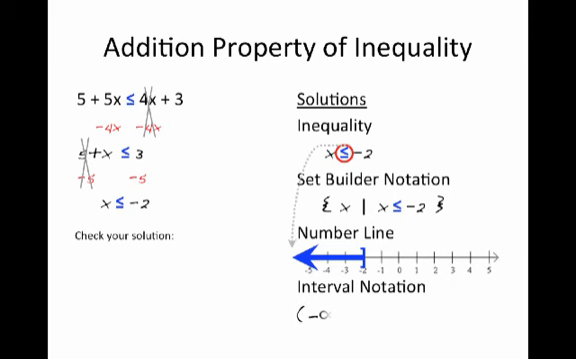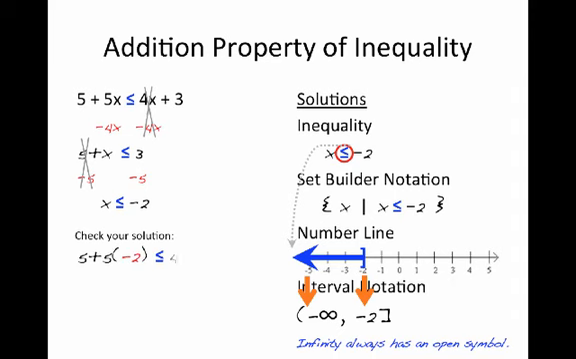In interval notation, we start with the open symbol because we're starting at -infinity. As we move toward the right, we hit our -2, and we've got that square bracket to close our interval notation. Notice that that square bracket on the number line lines up with the square bracket on the interval, and that infinity always has an open symbol, whether it's -infinity or +infinity. Now we can check our solution.